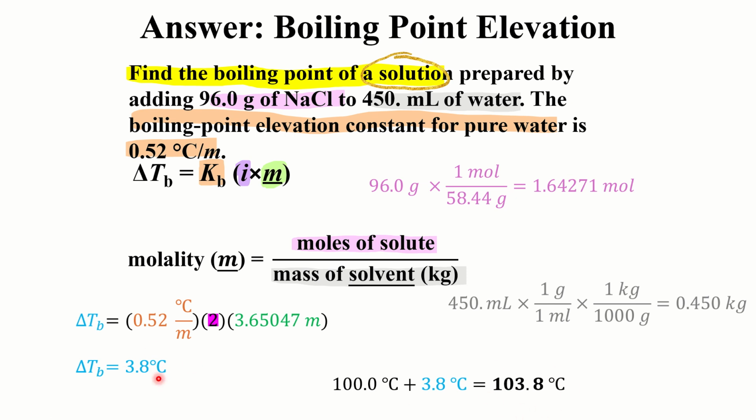Do not give this as your final answer. If you're asked to find the boiling point of the solution, do not give this as the final answer. This is the boiling point elevation. You need to take this value and add it to the boiling point of whatever the solvent is. It may be water, it may be a different solvent. If it's a different solvent, the boiling point will be given, so just pay attention to the information given in the problem and add whatever you get for delta TB to the boiling point of that solvent to get your final answer.